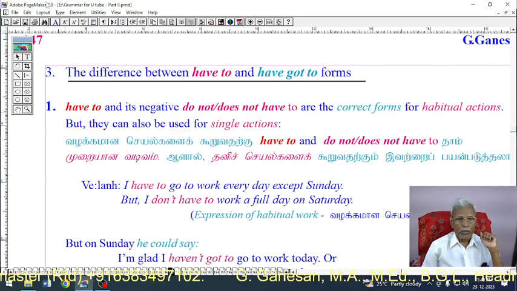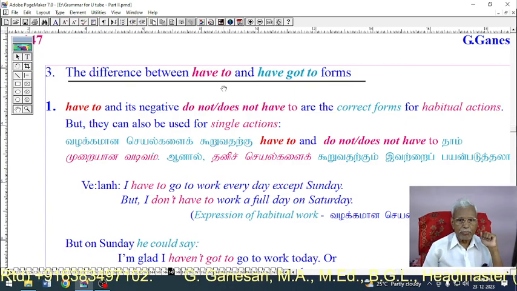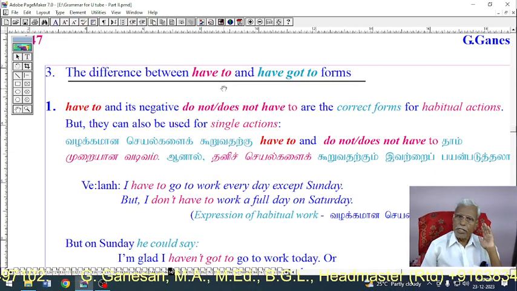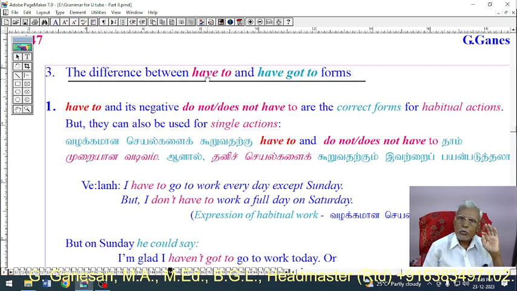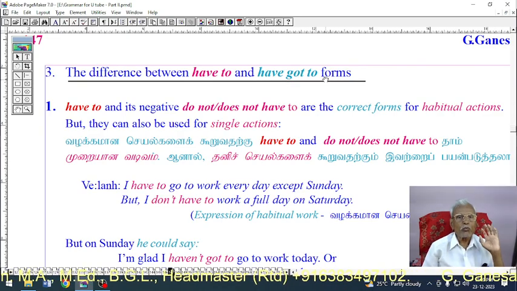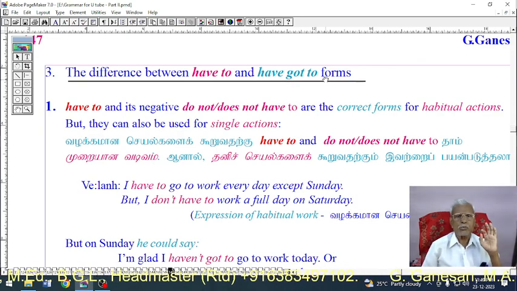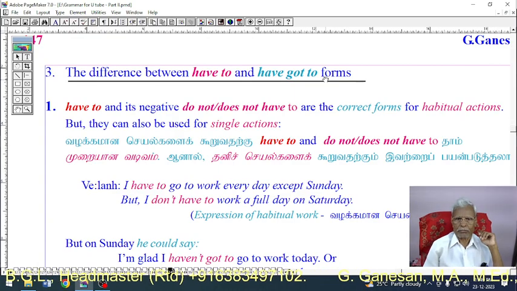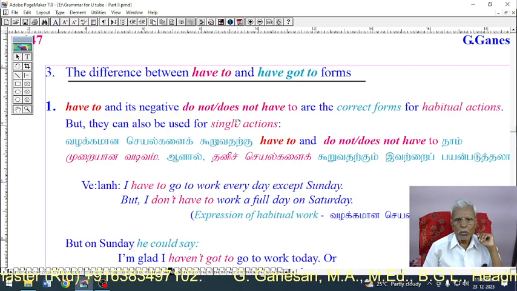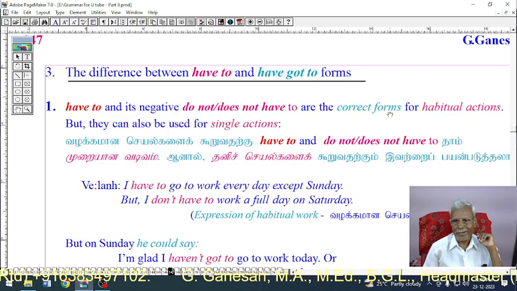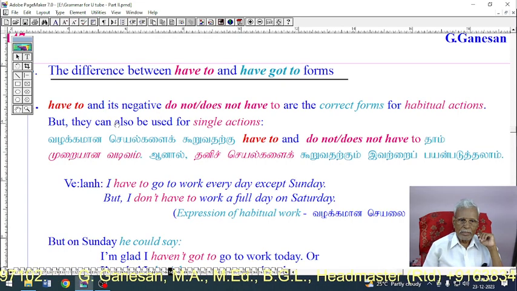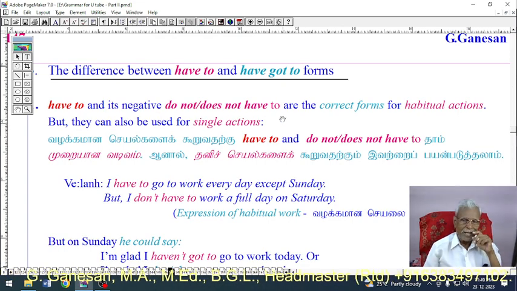Then third, the difference between have to and have got to forms. Dear students, the have to form is used throughout the world, but the have got to form is mainly used in Great Britain. Have to and its negative do not, does not have to are the correct forms for habitual actions, but they can also be used for single actions.